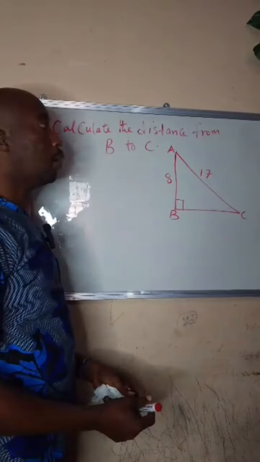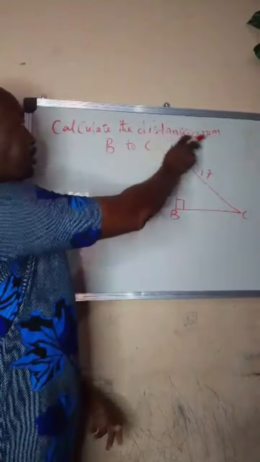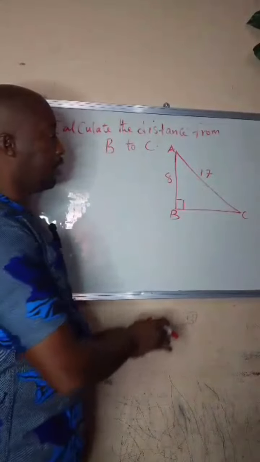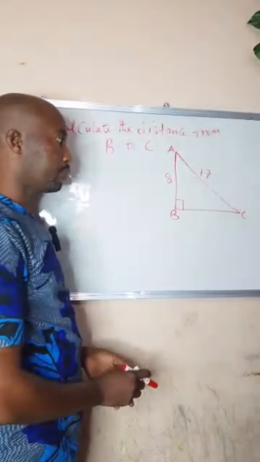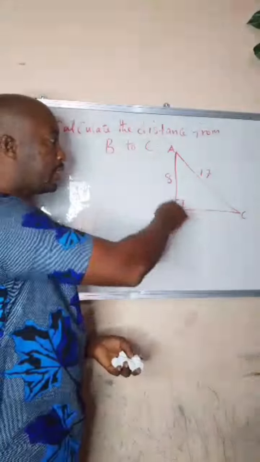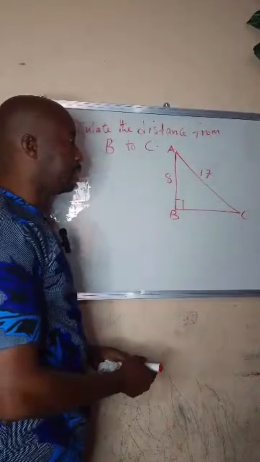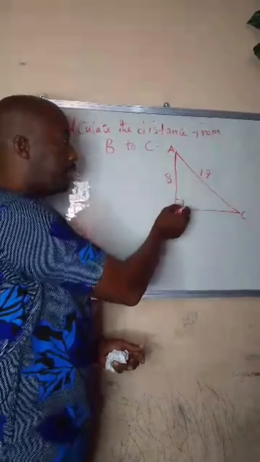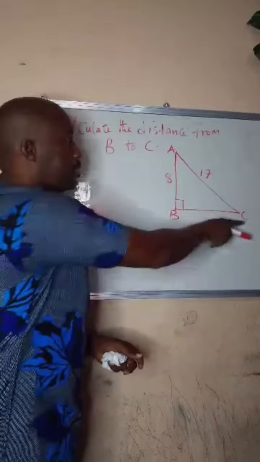Class, today we see how we can solve this problem on the board. Calculate the distance from B to C in the given right angle triangle. This is a right angle triangle, and not just a triangle, but a right angle triangle because it has an angle of 90 degrees. From A to B is 90 degrees at this point here. So we're asked to calculate the distance from B to C.